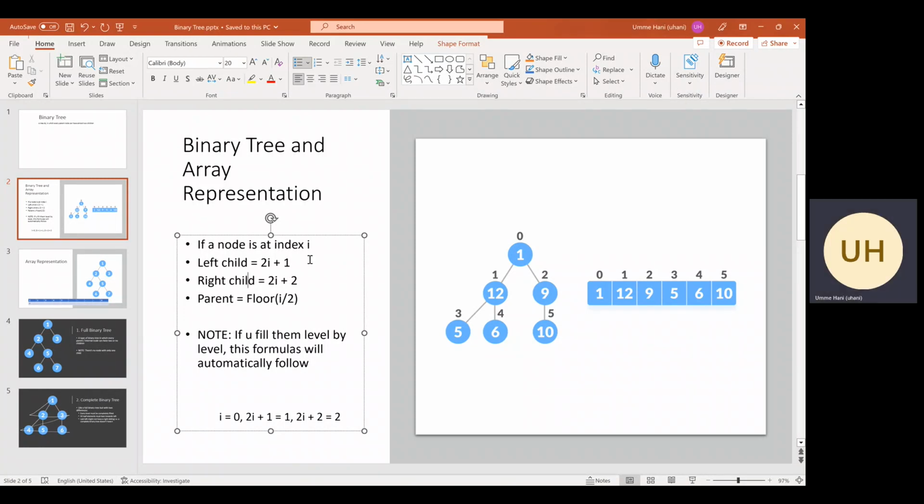First day of the 30-day challenge that I'm doing to learn data structures and algorithms, and also I will be solving the LeetCode problem. Today I'm going to talk about binary tree.